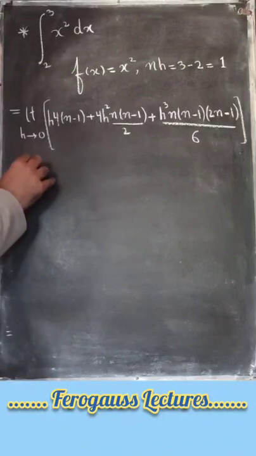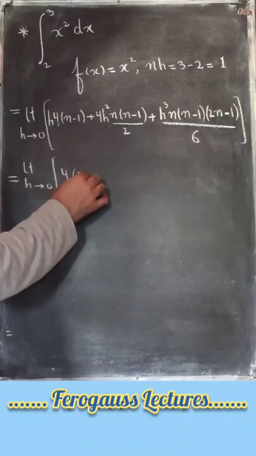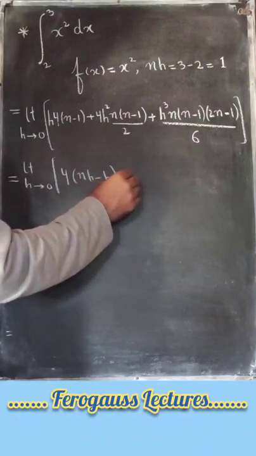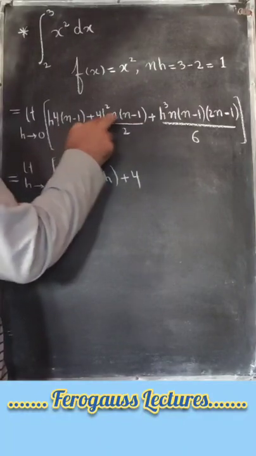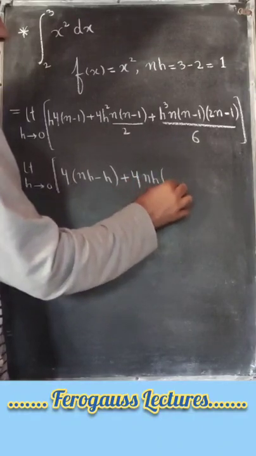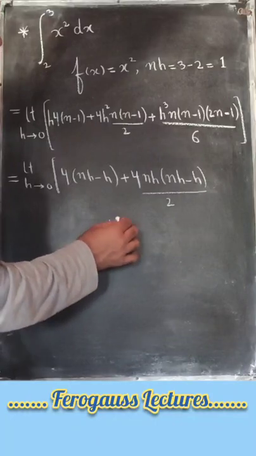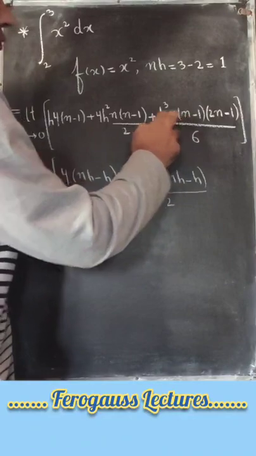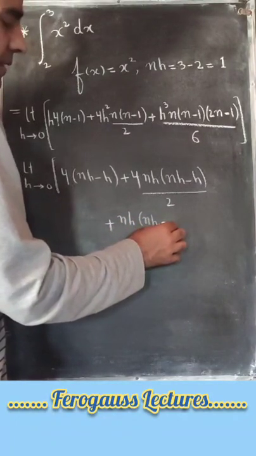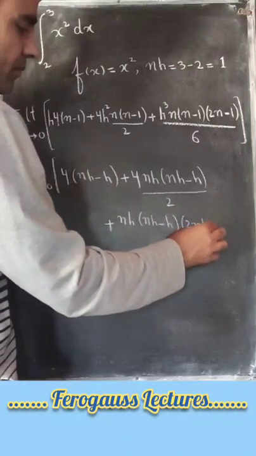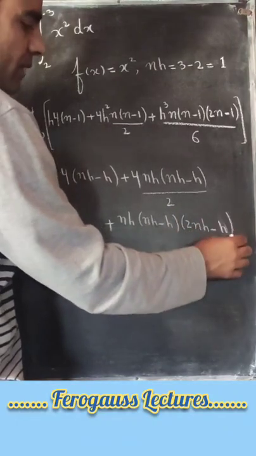Okay, it is further equal to limit h tends to 0, then we have 4 times nh minus h plus 4 times, here we have h square, so we multiply one factor of h to this n and one factor of h to this n minus 1, so we get nh into nh minus h divided by 2, then we have plus, here we have h cubed, so multiply one factor to this n, one factor to n minus 1 and one factor to 2n minus 1, so we get nh into nh minus h into 2nh minus h, divided by 6.